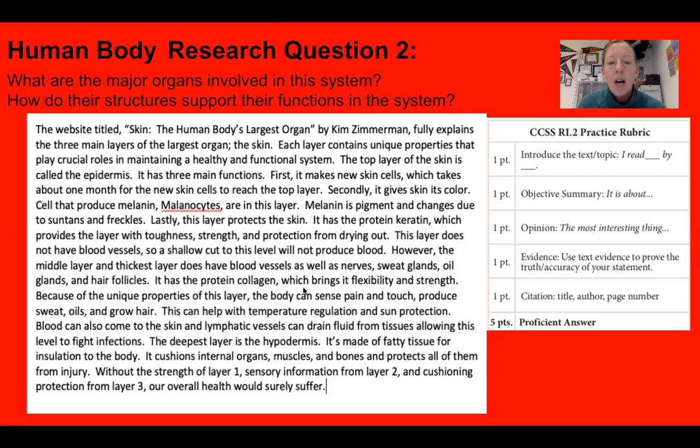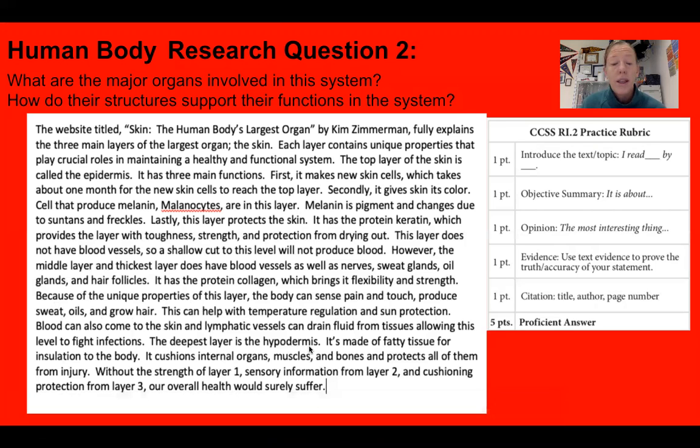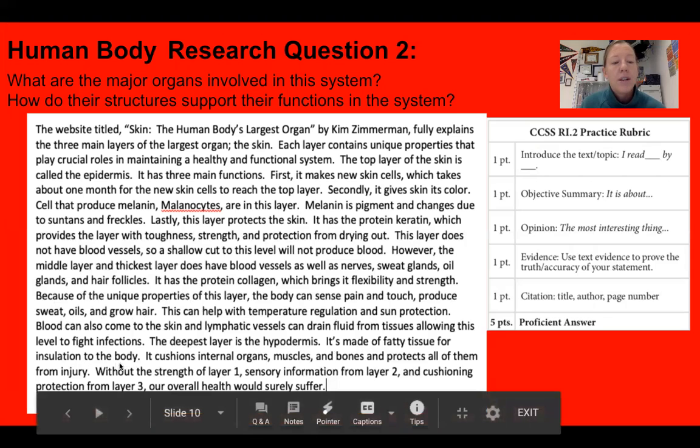It has the protein collagen, which brings it flexibility and strength. Because of the unique properties of this layer, the body can sense pain and touch, produce sweat, oils, and grow hair. This can help with temperature regulation and sun protection. There's the function. Blood can also come to the skin, and lymphatic vessels can drain fluid from tissue, allowing this level to fight infections. The deepest layer is the hypodermis. So, this is the last layer. It's made of fatty tissue for insulation to the body. It cushions internal organs, muscles, and bones and protects all of them from injury.